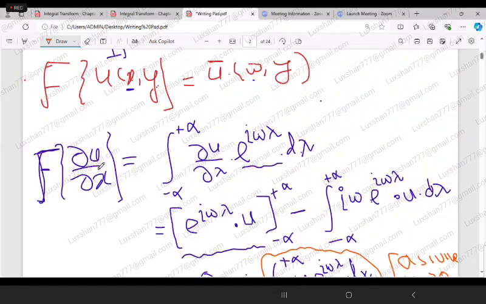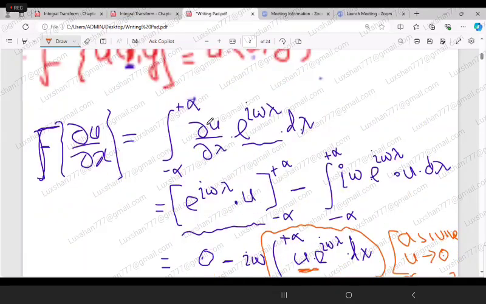So the Fourier transform of ∂u/∂x, carefully understand, is equal to the integral from minus infinity to plus infinity of ∂u/∂λ e to the power minus iωλ dλ. I'm just changing the variable from x to lambda, that's all.